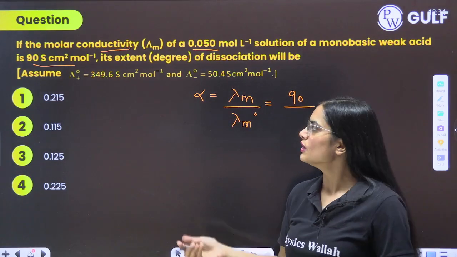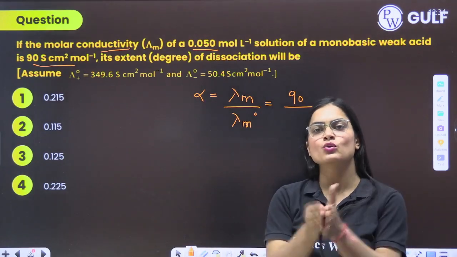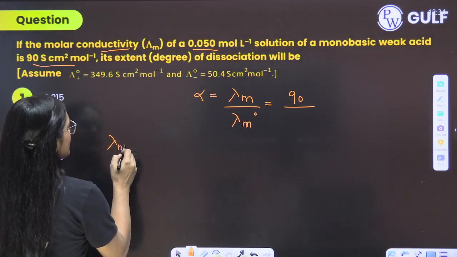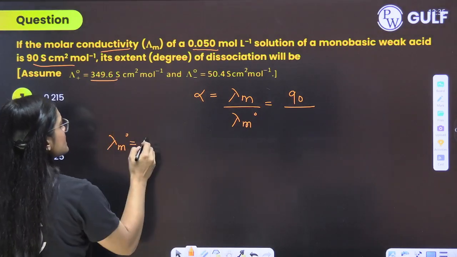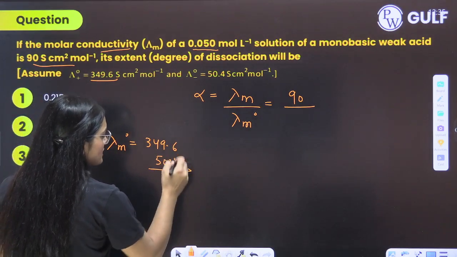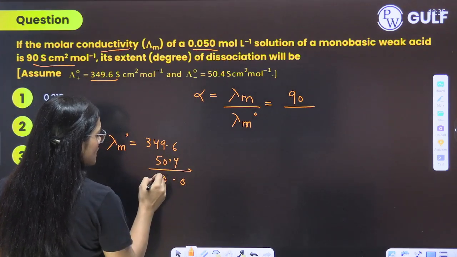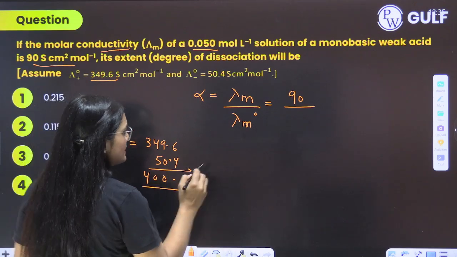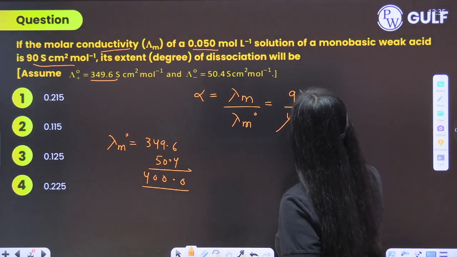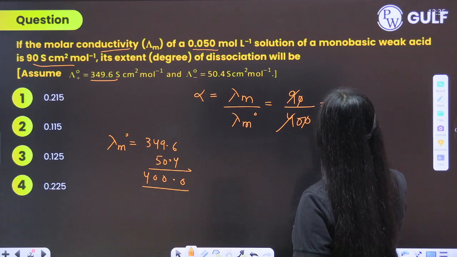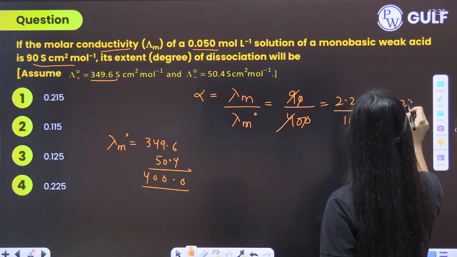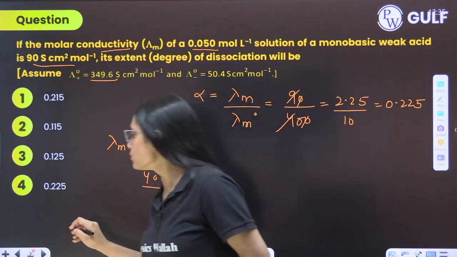If you want to find out lambda m naught, because it is a weak monobasic acid, you'll add the molar conductivities of cation and anion. So lambda m naught will be equal to lambda m naught of cation, which is 349.6, plus anion, which is 50.4. So you'll get the value as 400. So 90 divided by 400, you'll get this value as 2.25 upon 10, which is 0.225. So that is why here option 4 is the right answer.